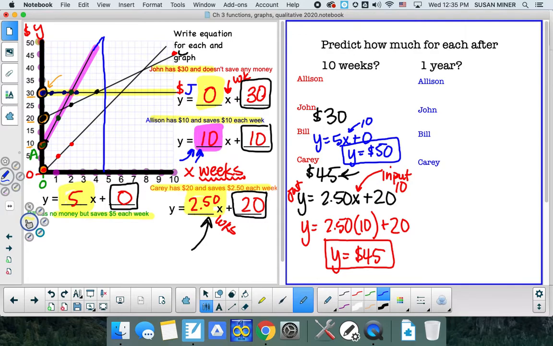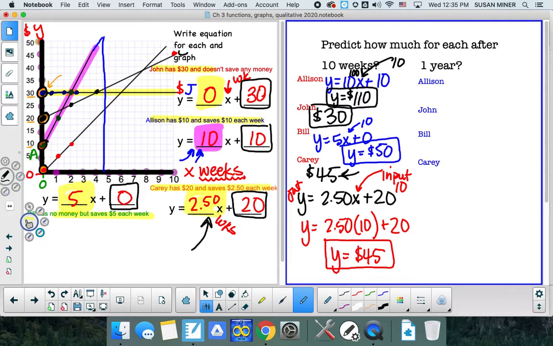Now, Allison, she saves $10 per week. She starts out with $10. If my input here is a 10, right? 10 times 10 is going to be 100 plus 10 more is going to give Allison $110 in 10 weeks.